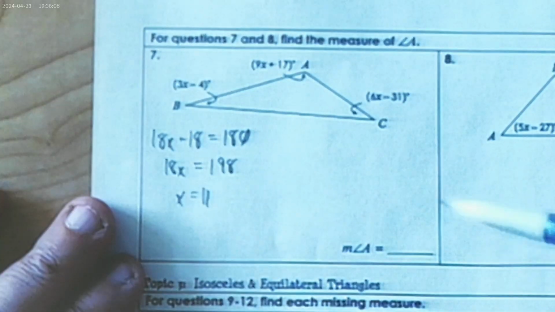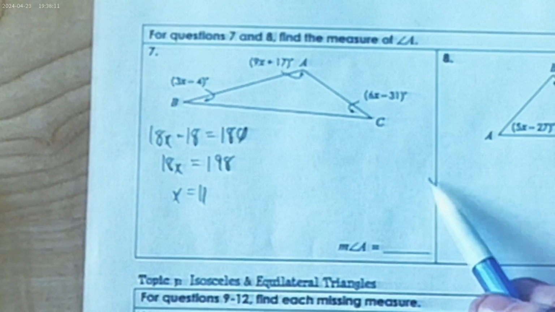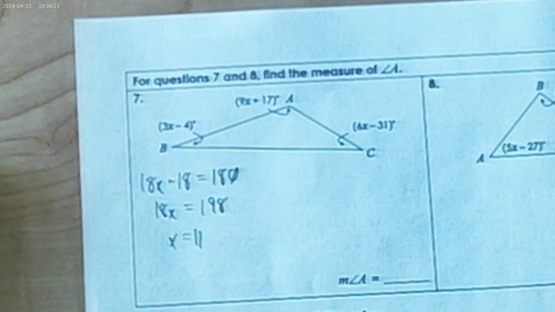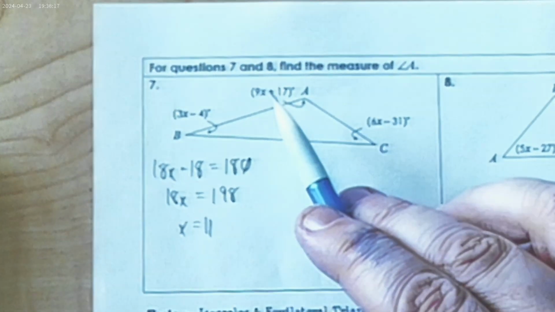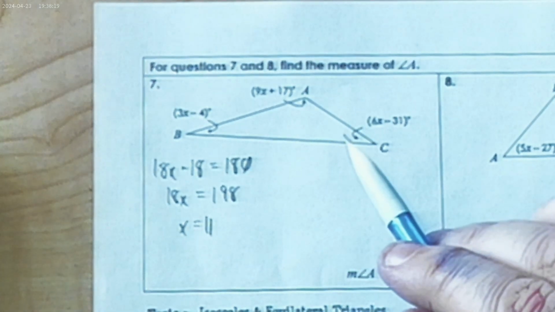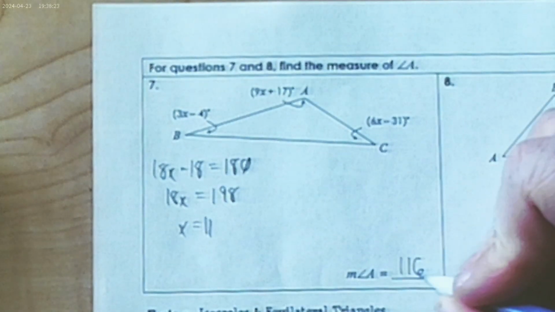So in order to find the measure of angle A, we have to take x and put it back into that expression. So we have 9 times x, 9 times 11, which is 99, plus 17. That means the measure of angle A in this one is going to be 116.